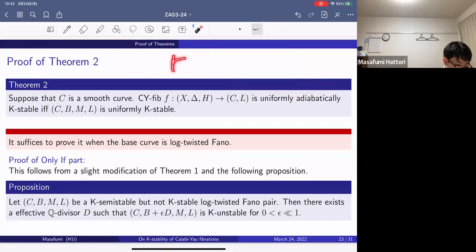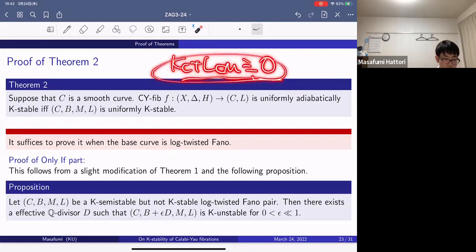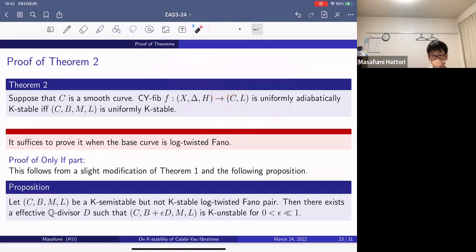If K_C plus L_C M is numerically trivial, then K_X plus delta is also numerically trivial. Thus, in this case, the theorem follows from Odaka's result. Hence, we can conclude that it suffices to prove it when the base curve is log Fano. And the only if part follows from a slight modification of Theorem 1 and the following proposition.